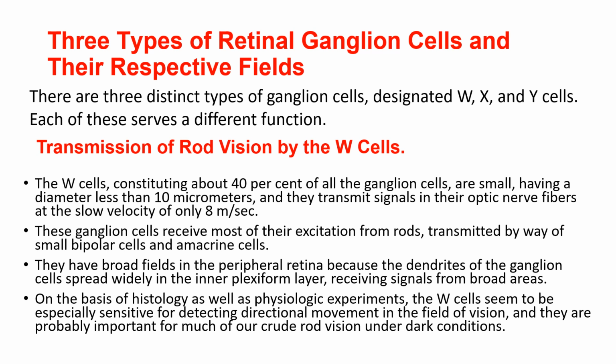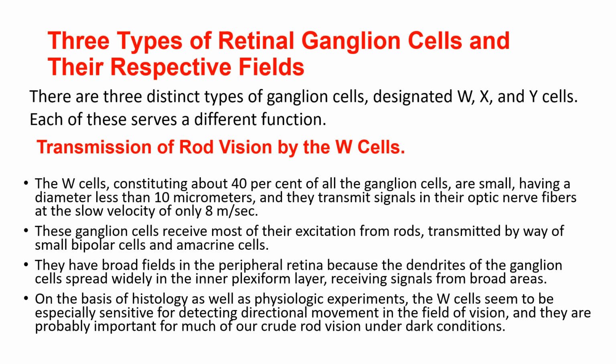Transmission of rod vision by the W cells. The W cells, constituting about 40% of all the ganglion cells, are small, having a diameter less than 10 micrometers, and they transmit signals in their optic nerve fibers at the slow velocity of only 8 m/sec. These ganglion cells receive most of their excitation from rods, transmitted by way of small bipolar cells and amacrine cells. They have broad fields in the peripheral retina because the dendrites of the ganglion cells spread widely in the inner plexiform layer, receiving signals from broad areas.